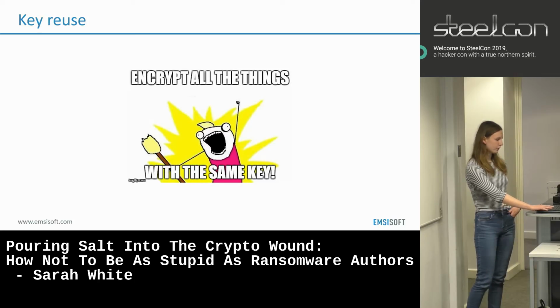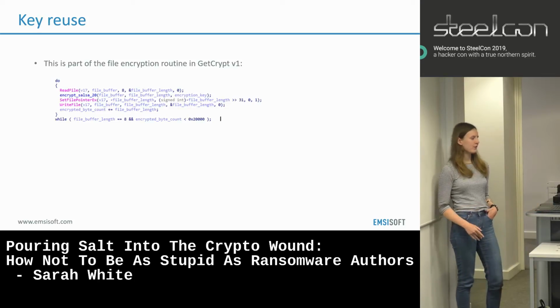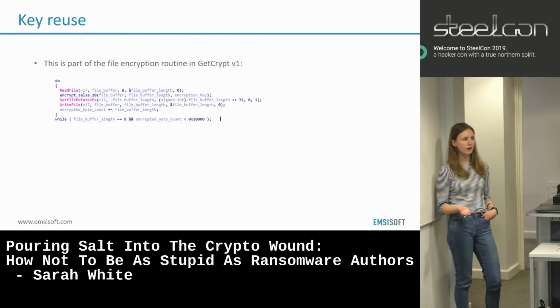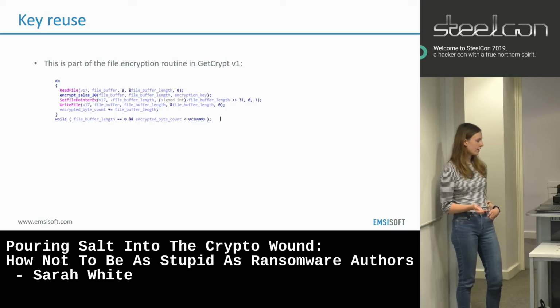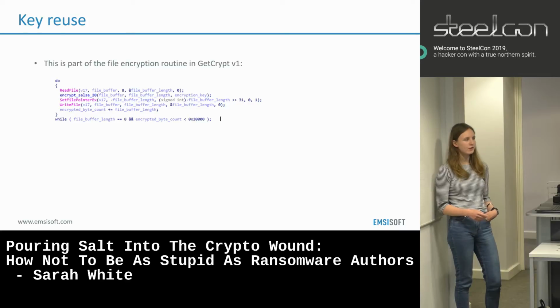Key reuse. It's dangerous to reuse the same key for everything. GetCrypt was one example of a ransomware family which decided to do this. In GetCrypt, they generate a single key which is used to encrypt all files using this specific algorithm. They read 8 bytes from a file and then encrypt these 8 bytes using Salsa20. And then they move the file pointer back 8 bytes and then write these encrypted bytes over the previously read bytes. And they repeat this until they either reach the end of the file or encrypted 128 kilobytes, whichever comes first.